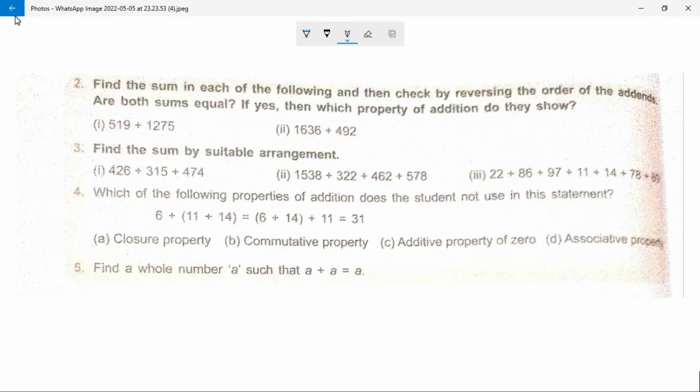In question number 2 of exercise 2B, you have to find the sum in each of the following and then check by reversing the order of the addends. So after that you have to find, are both the sums equal? Yes, the sums will be equal in both the cases. So then which property of addition do they show? They show the commutative property.